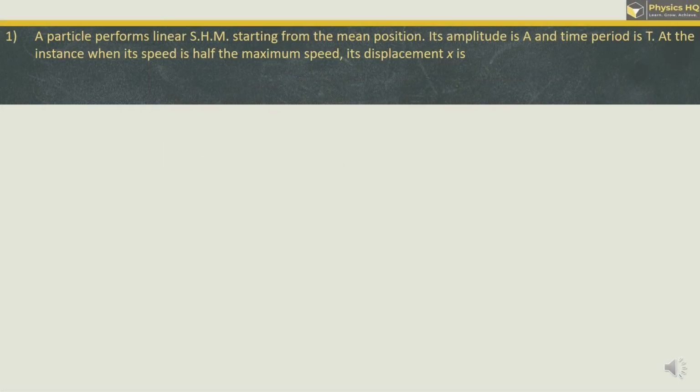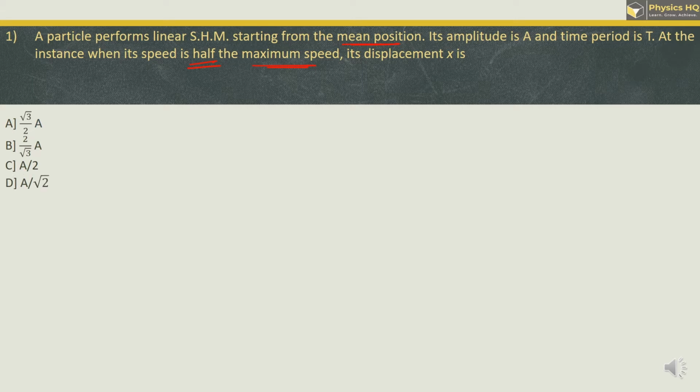A particle performs linear SHM starting from the mean position. Amplitude is A, time period is T. At what instant is the speed half the maximum speed, and we need to find the displacement for that particular instant. The options are given over here.